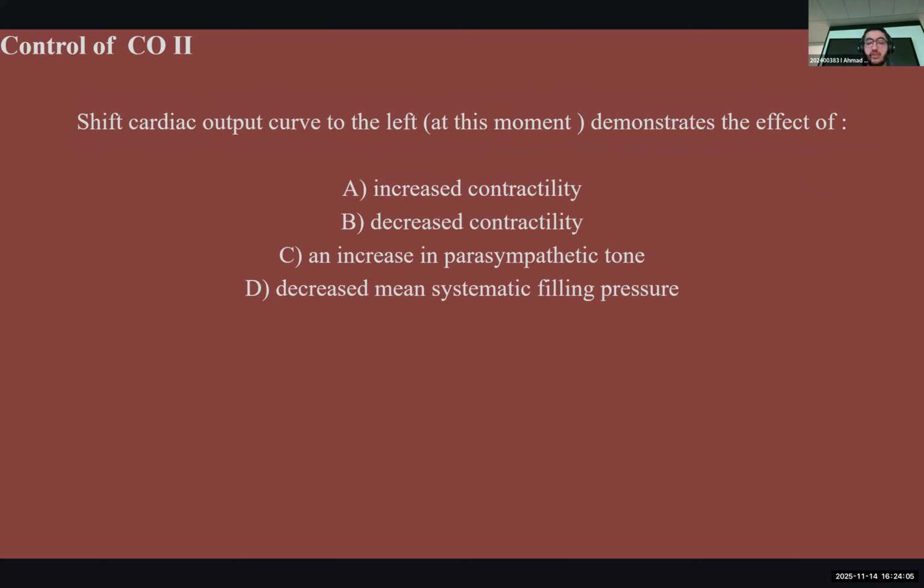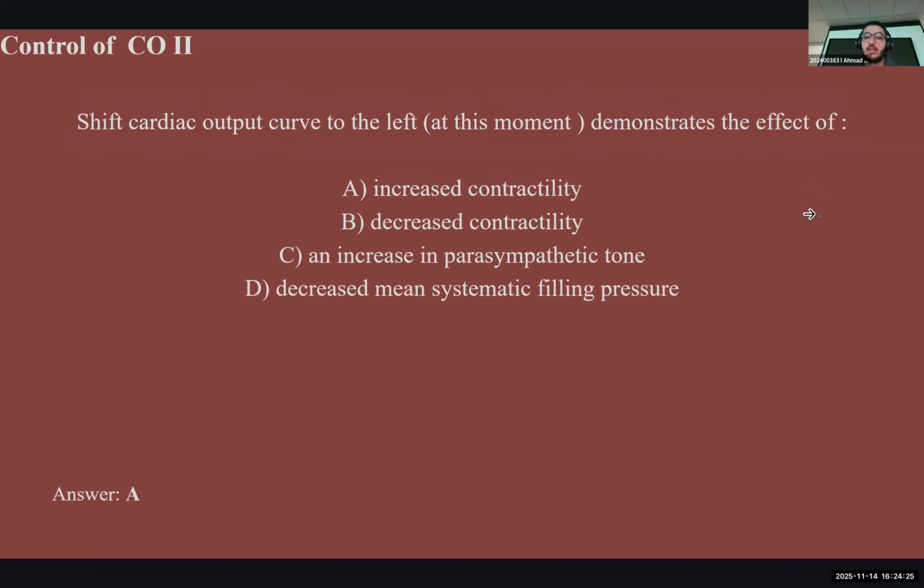Shift cardiac output curve, so there is a shift in the cardiac output curve to the left. So in this moment that there is a shift, what is the effect? Okay, the question is worded wrong. That's on me. Sorry, guys. But let's see. Exactly. So yes, it is exactly.